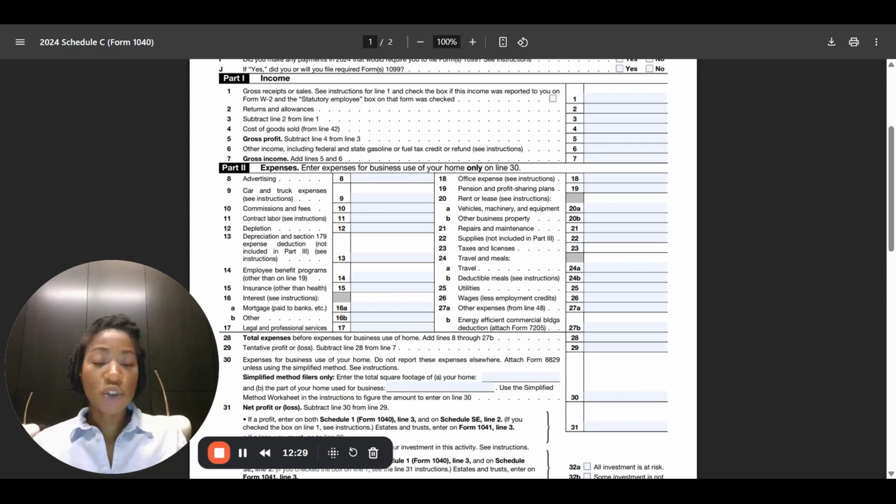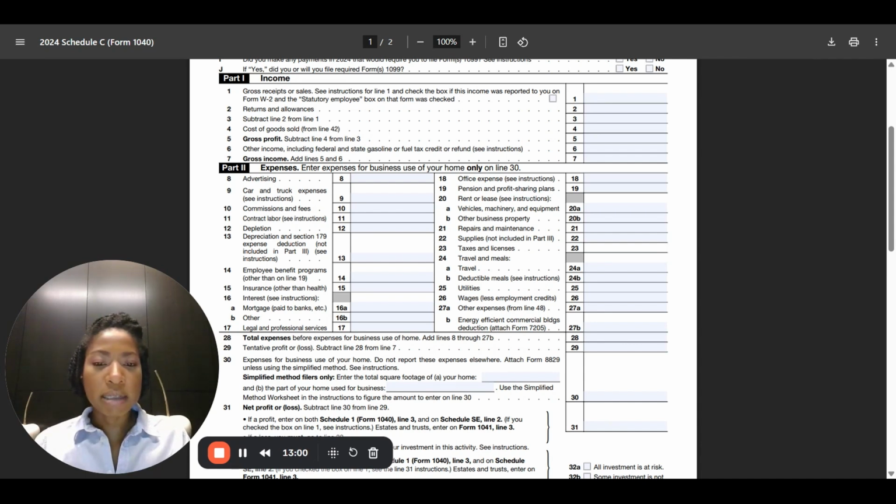So if you had to travel and that travel is related to your business, that amount would go on line 24A. That's going to be separate from the amounts that you've listed on line 9, right? Line 9 is car and truck expenses. Travel is going to be separate from that. So this would be things like maybe you had to stay overnight at a hotel, or maybe you had some kind of conference that you had to go to. You could list a portion of that here on line 24A.